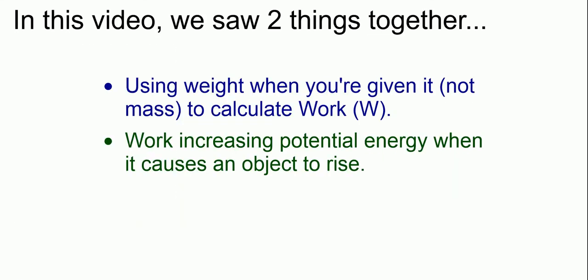I forget, is there another slide? Yes. So we saw two things in this video. First of all, we practiced using weight to find work. We were given the weight of 150 newtons. We used it, found our work. And the second thing is we remembered that that work did not go away. It goes into some kind of energy. In this situation, the work lifted the object in the air, so it went into potential energy. Two things: using weight to calculate work, and the work going into potential energy.